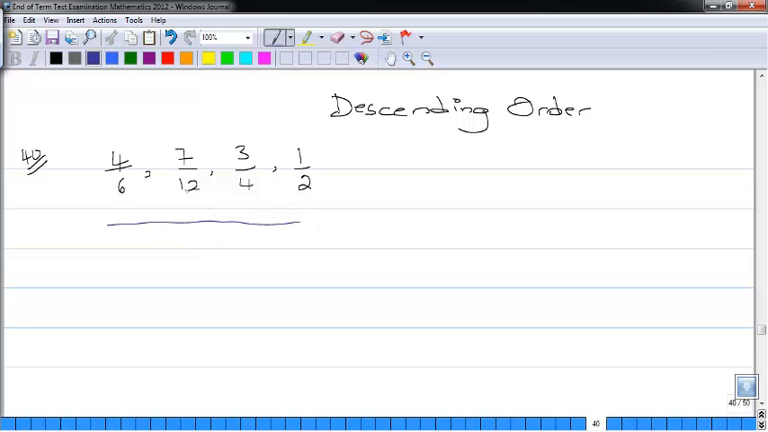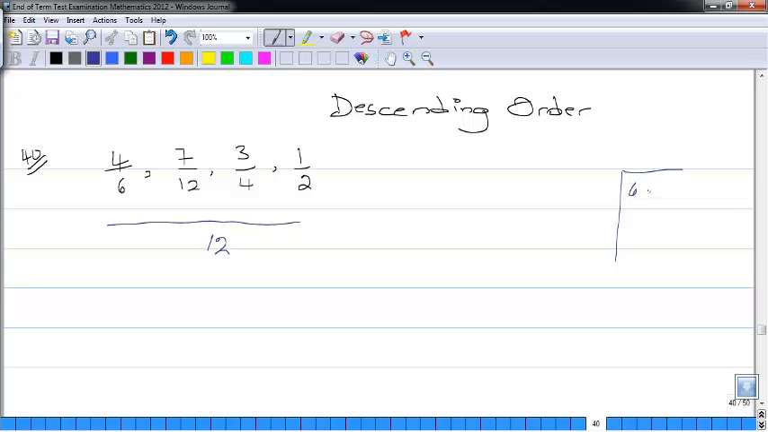So 6, 12, 4 and 2, we could use an LCM of 12. Another term for LCM, in some books you'll see LCD, as in lowest common denominator. We could use prime factorization to find this out.